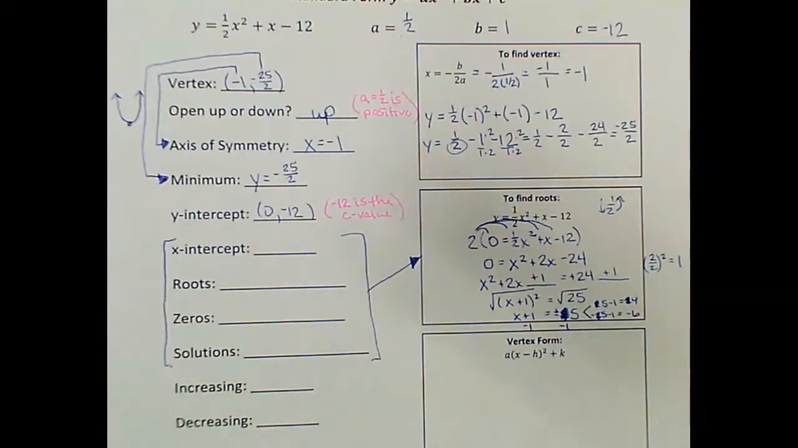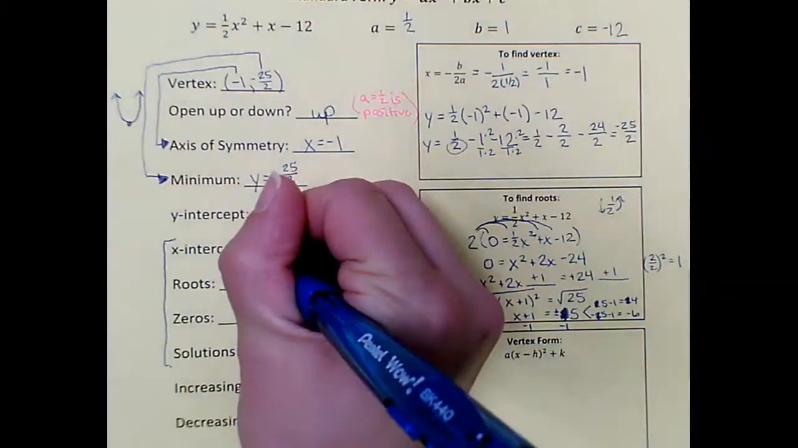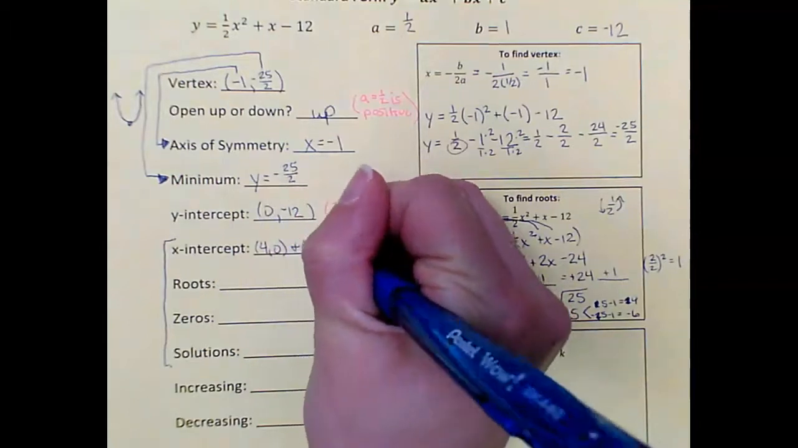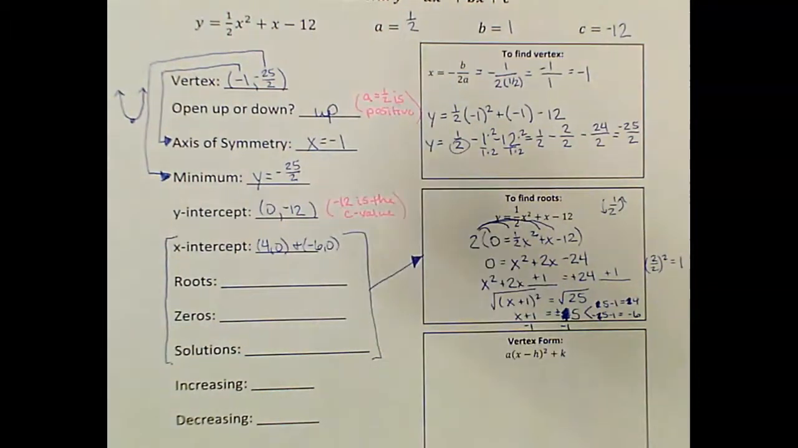So I write those for x-intercepts as (4, 0) and (-6, 0). And then as roots, zeros, and solutions, I write them as x equals and then those numbers.